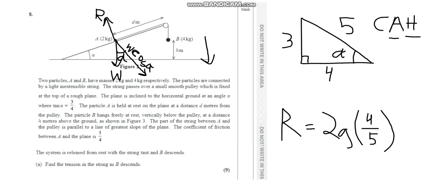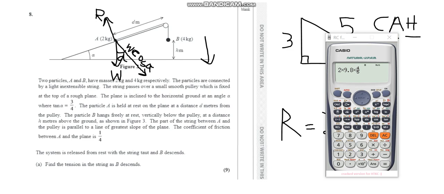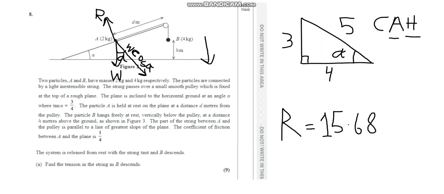Now I'll bring my calculator up. Remember that the g value is 9.8, always remember that, and our R value is 15.68, or if you wish to write 15.7, that's totally fine. Don't forget the units. The units for normal contact force, or any force, is newtons.